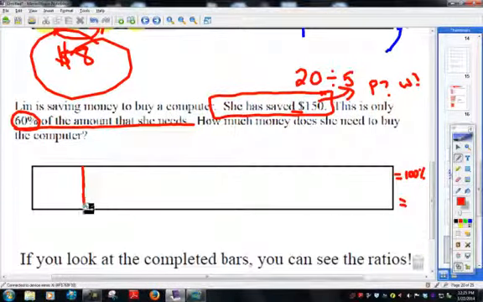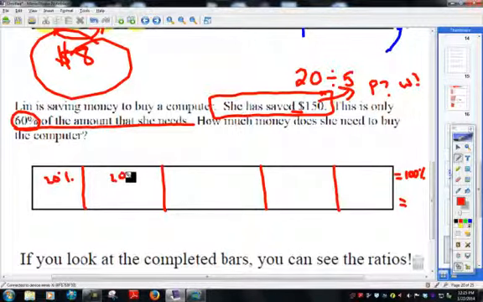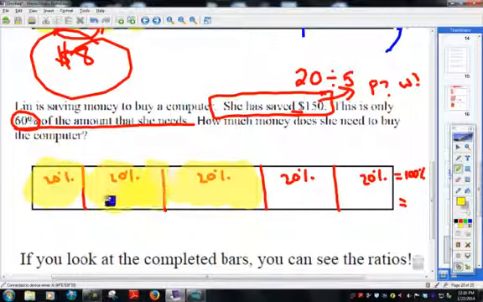Okay, so 1, 2, 3, 4. So that's going to be 20%, 20%, 20%, 20%, 20%. Now, we've done this. We can tell exactly where 60% is because it says it right there. 20, 40, 60. I know where 60% is because that is exactly how I split it up. I know that 3 sections represent 60%.